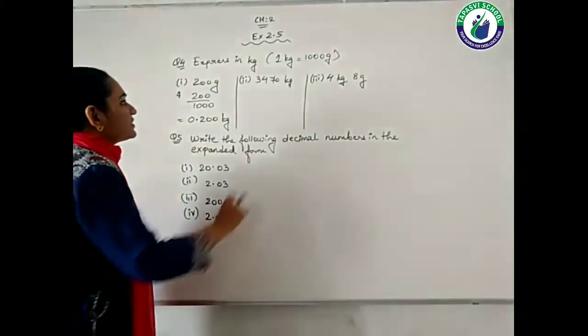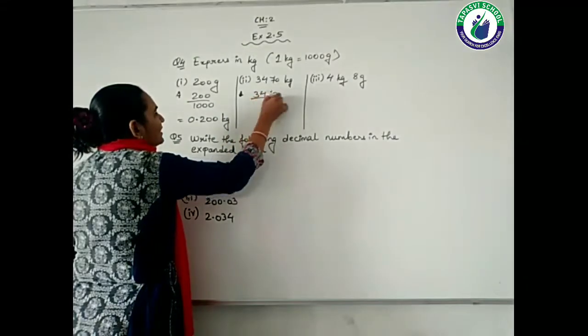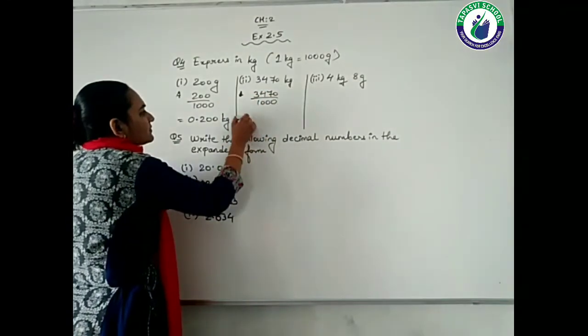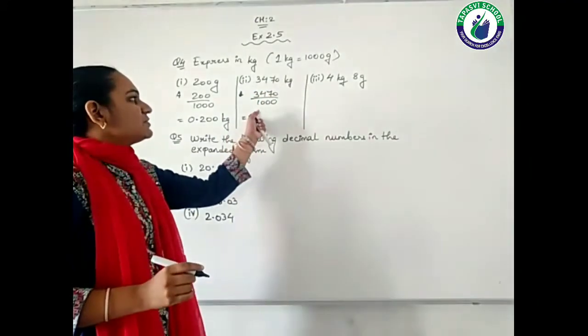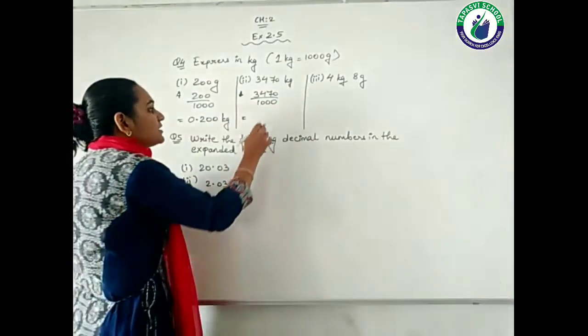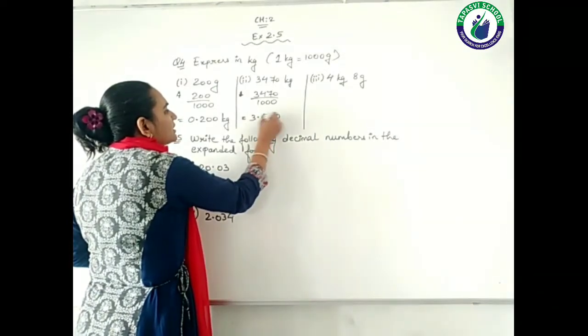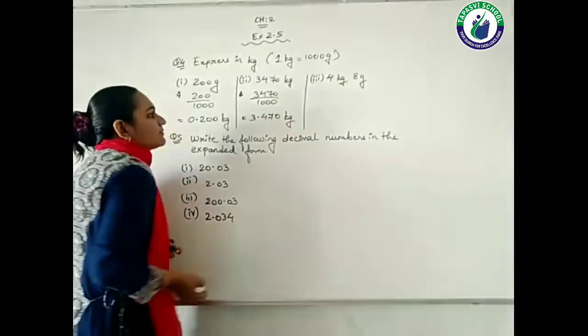Second question, 3470 g. So 3470 divided by 1000, right? Now there are 3 zeros and there are 4 digits. So from the right hand side, leave 3 digits and put the decimal point. So 3.470 kg. Is it okay?